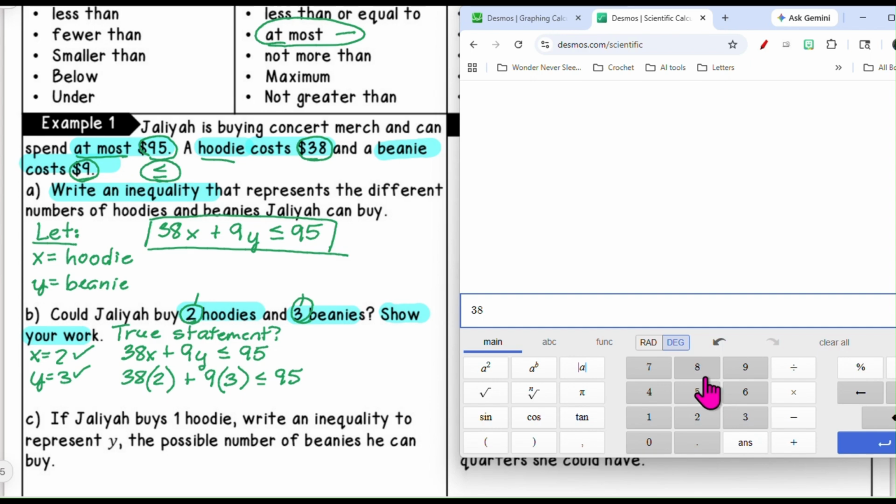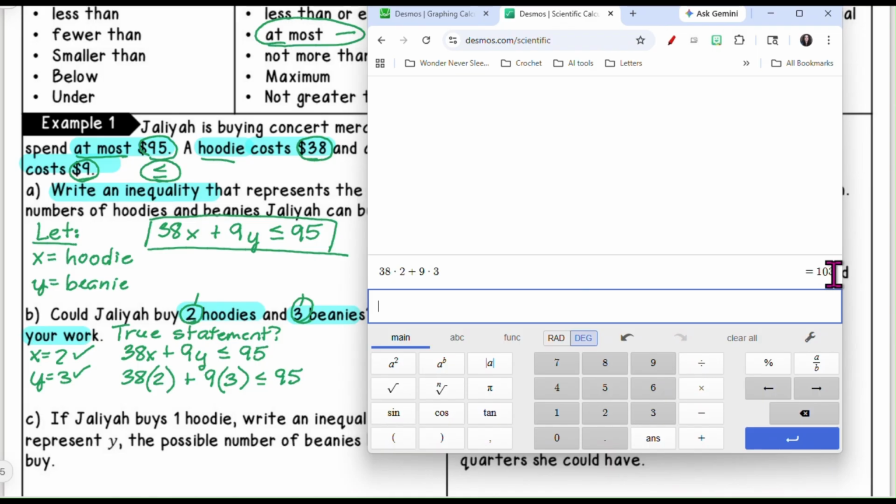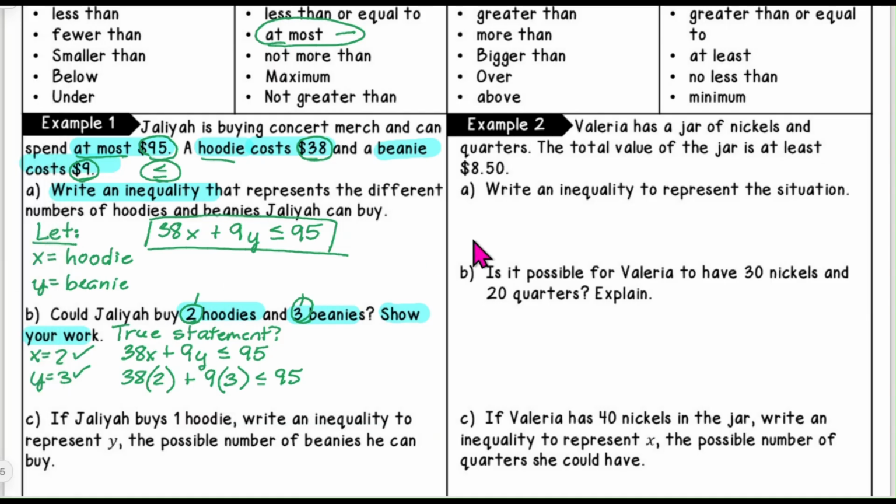I got 38 times 2 plus 9 times 3, and I'm going to hit my equal sign, and I can see it had gone off my page a little bit there. I can see that's 103. So let me move my calculator away. This side is going to equal $103.